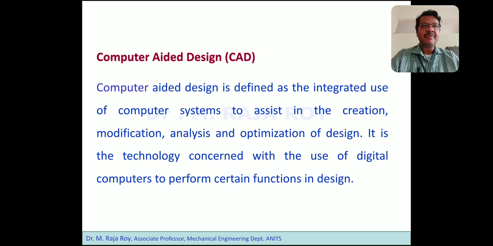You can see the definition. Computer-aided design is defined as the integrated use of computer systems to assist in the creation, modification, analysis and optimization of a design. During creation of the design, previously we used to create a prototype. A prototype is a scaled-down model of the actual object, and we used it to do some analysis. On that prototype we used to apply loads physically and test it. That is the process we followed 10-15 years back.